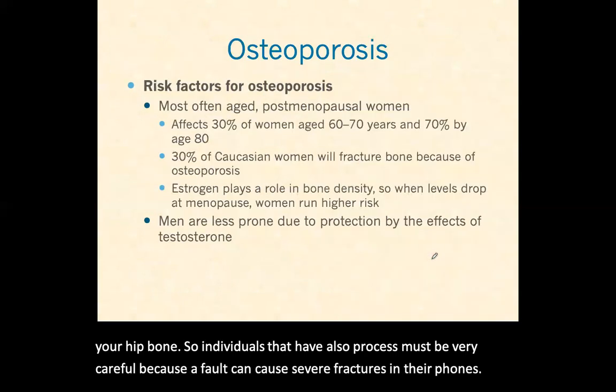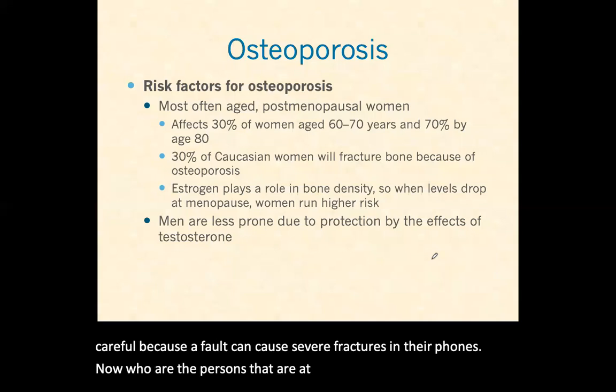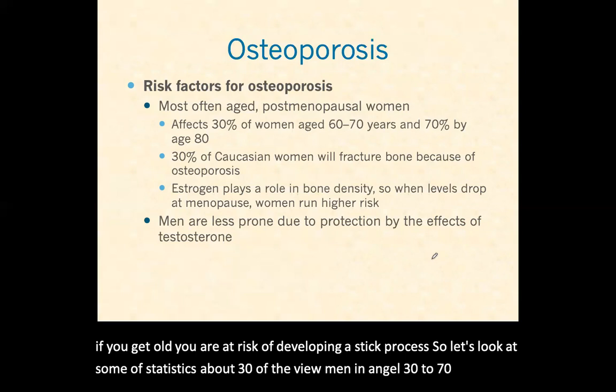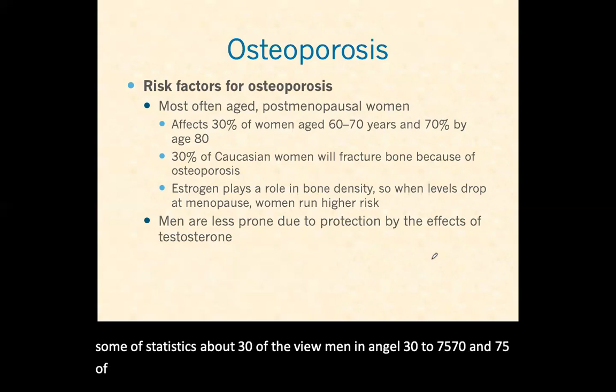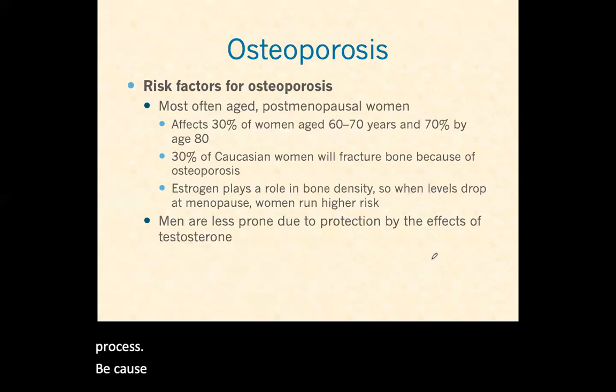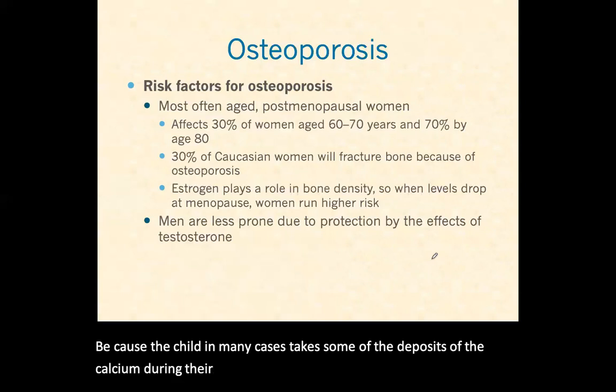Now, who are the persons that are at high risk of osteoporosis? Basically, if you get old, you are at risk of developing osteoporosis. So let's look at some of the statistics. About 30% of women aged 30 to 70, and 70% of people above the age of 80 will have osteoporosis. Typically, if you have given birth, you are more likely to have osteoporosis because the child, in many cases, takes some of the calcium deposits during fetal development.